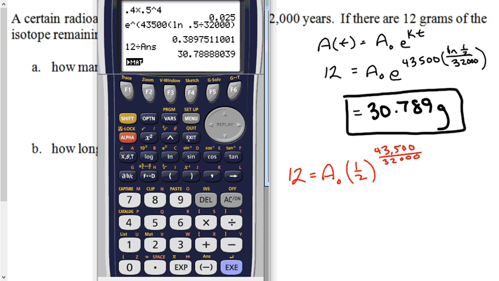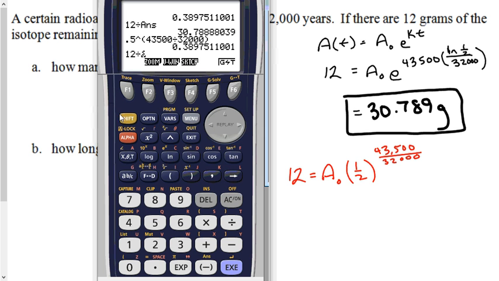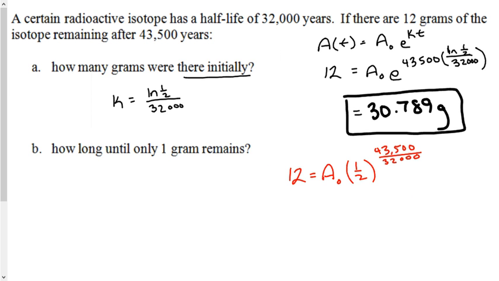And the reason why I like this is it's a little bit cleaner even to put in the calculator, right? Because we can do 0.5 raised to the 43,500 divided by 32,000. And then we'll take 12 divided by that. And it's just a little bit cleaner to do. We still get the exact same answer of 30.789 grams.